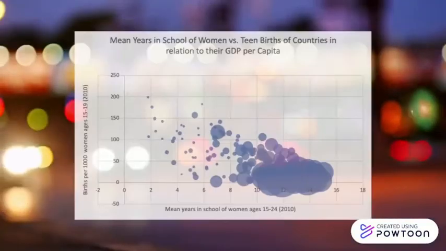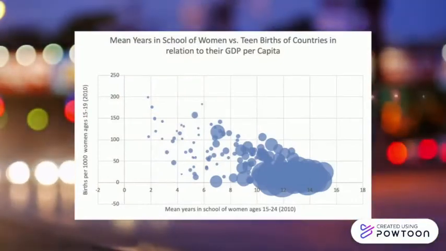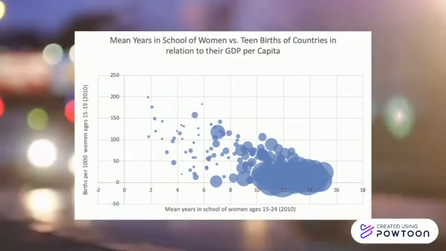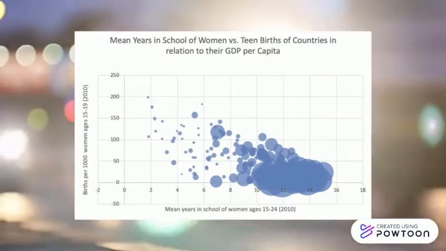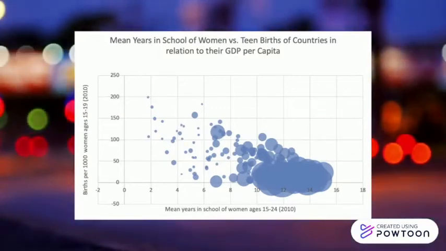The trend of GDP can be seen in this graph. The size of the point corresponds with the GDP of the country. The trend is that richer countries have a lower teen fertility rate and have a higher mean years of education for women ages 15 to 24. The trend is evident in the graph as the points are larger when the mean years in school increases and when the births decrease.